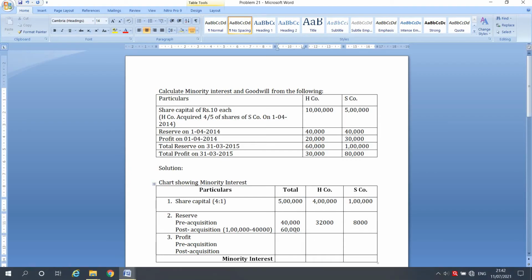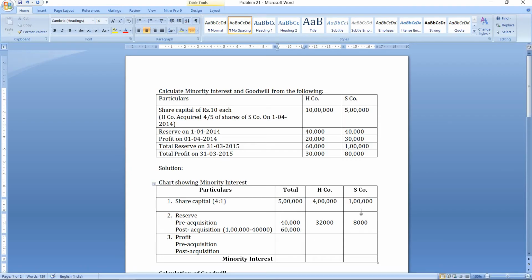Now this 60,000 also we have to divide between H company and S company. So 60,000 into 4 divided by 5, that will be 48,000. Now similarly we have to calculate the share of the minority in S company. So 60,000 into 1 divided by 5, that will be 12,000.